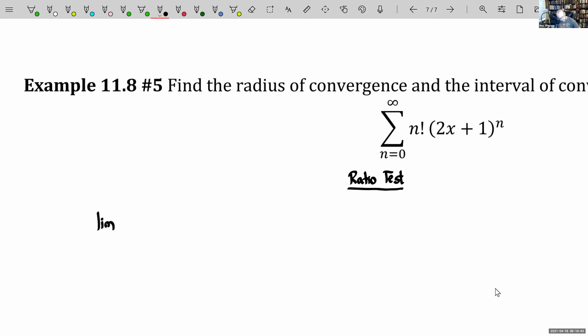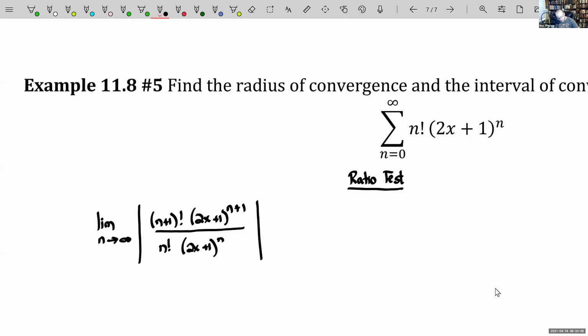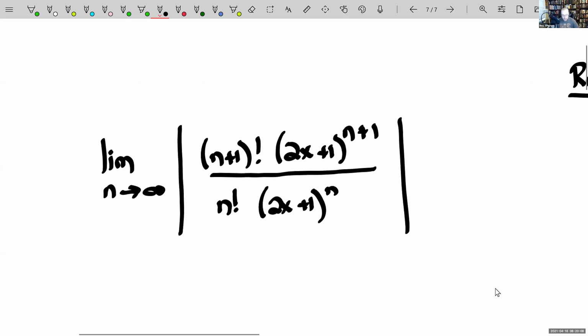We'll take the limit as n goes to infinity of the absolute value of the n plus first term and we'll divide it by the nth term. In this case, I will actually just divide it by the nth term because we didn't start with a fraction, so we don't need to multiply by the reciprocal. All right, let's clean this up.